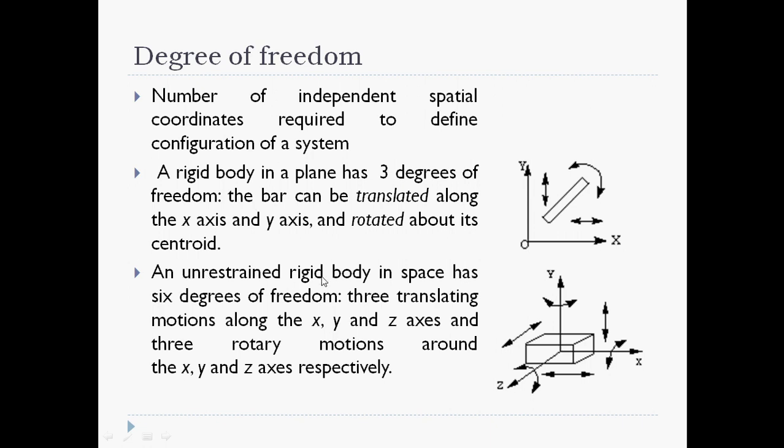And if we are considering a rigid body in space, you have three coordinates. So you have three translational motions along these three coordinates and three rotational motions about these three coordinates. So you have a total of 6 degrees of freedom: three translating motions and three rotary motions.